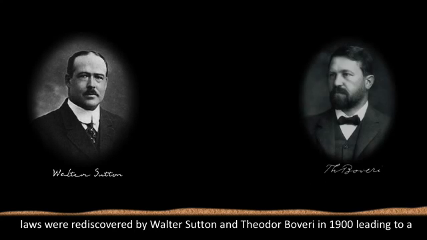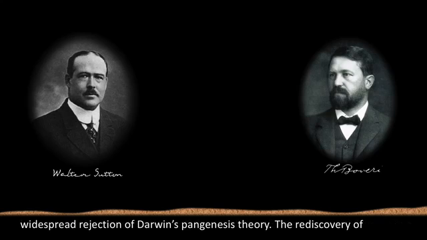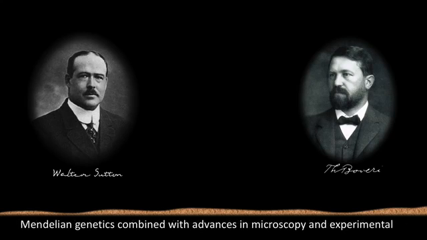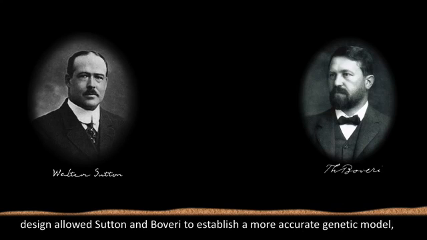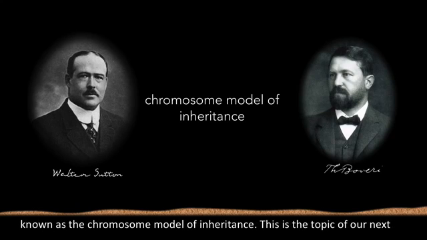After several decades, Mendel's laws were rediscovered by Walter Sutton and Theodore Boveri in 1900, leading to a widespread rejection of Darwin's pangenesis theory. The rediscovery of Mendelian genetics, combined with advances in microscopy and experimental design, allowed Sutton and Boveri to establish a more accurate genetic model known as a chromosome model of inheritance. And this is the topic of our next chapter.